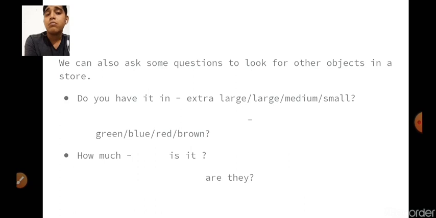You're going to say, hey, do you have this jacket in medium size, in a blue color, for example? And you can also ask for the cost or the price, okay? And you can say, how much is it? And for example, if there are more than one thing, you can say, how much are they? And that's it.